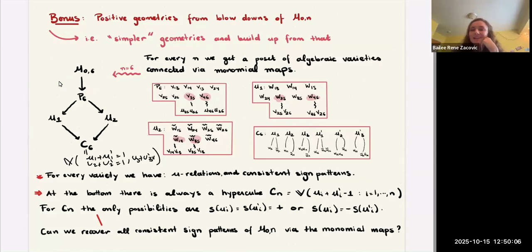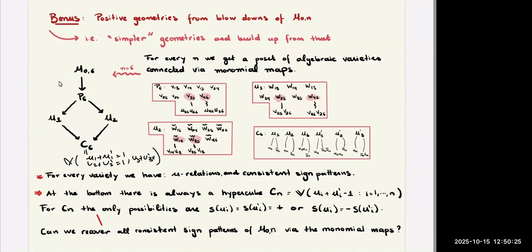Cool. And then another question. So for fixed n, does this mean that the number of consistent sign patterns is just the number of regions, both bounded and unbounded, for M0n? Yes, exactly. Great.